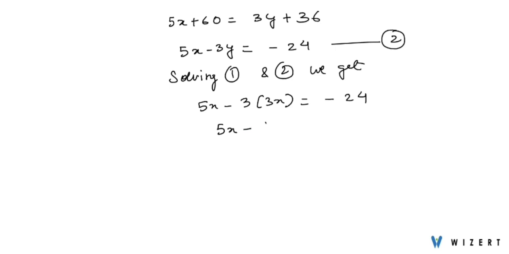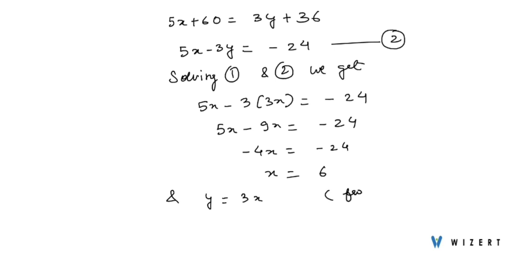Now let us solve this and find out the value of x and y. So from here we'll get x as 6, and we know that y is equal to 3x from equation 1. So y will be equal to 3 multiplied by x, which is 6, so that is equal to 18. Therefore we can say x is equal to 6 and y is equal to 18. So this is our required answer.